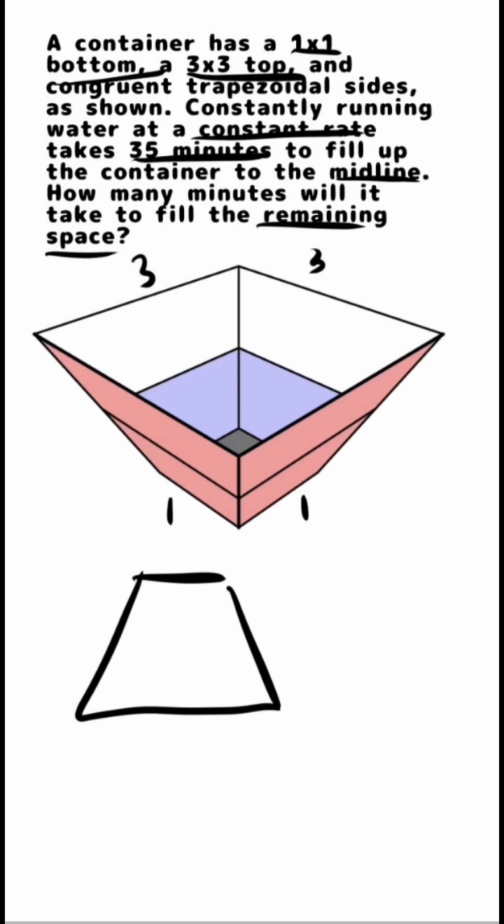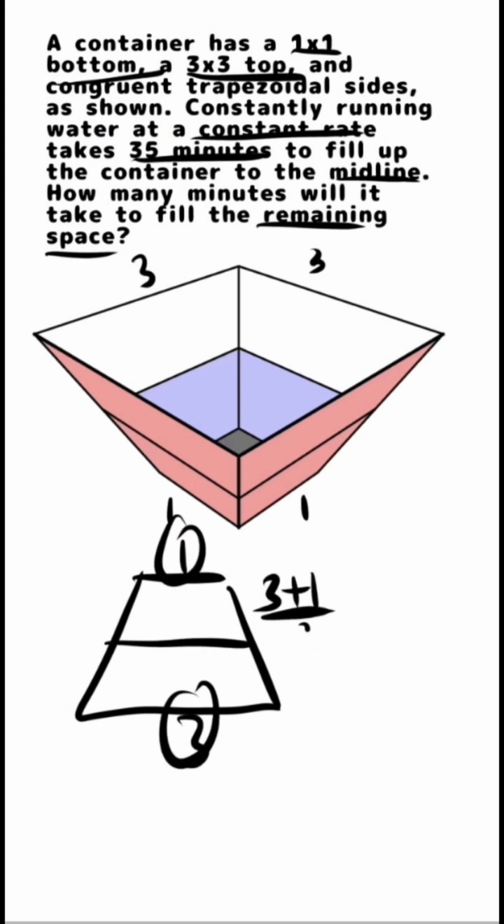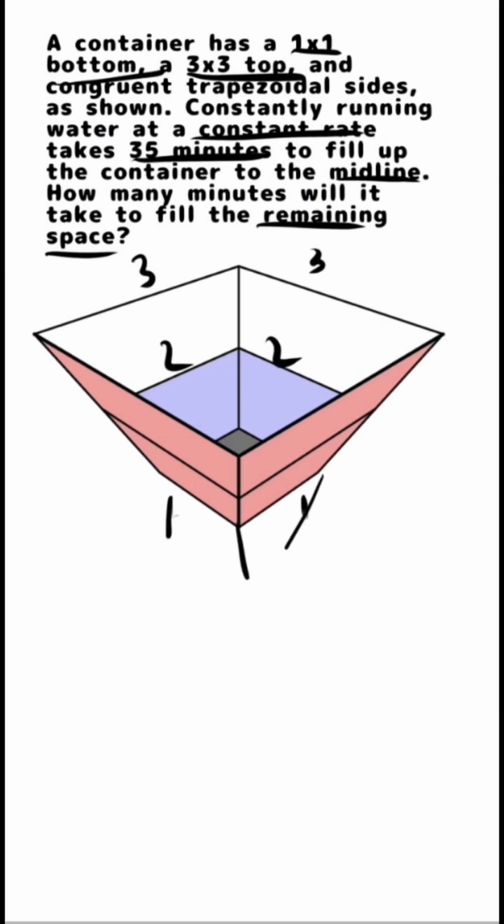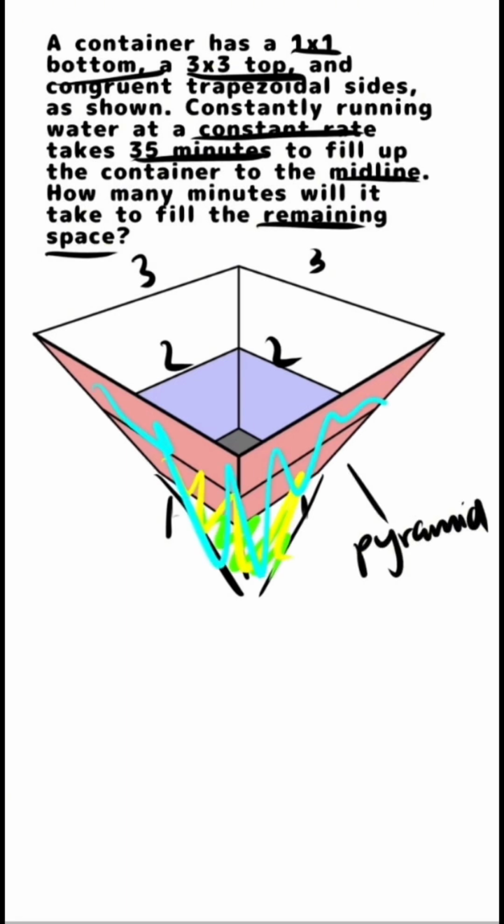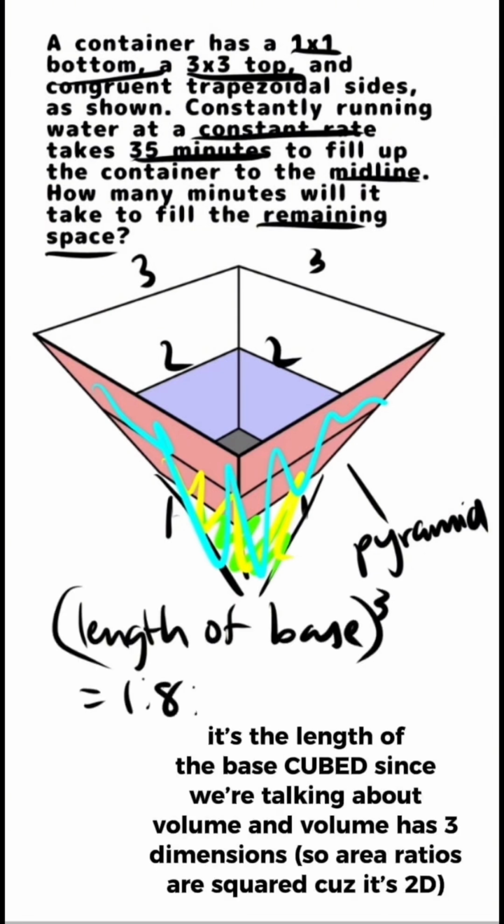So one face flipped upside down looks like this, and the midline is the average of the 2 bases, which is 2. Then we can extend the bottom of the container as shown to create a pyramid, and the ratio of the volumes of the green, yellow, and blue regions are each of the bottom bases cubed, which is 1 to 8 to 27.